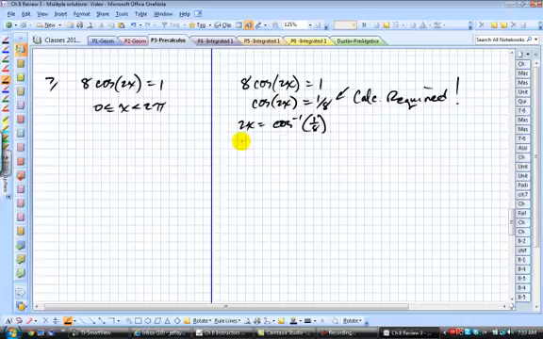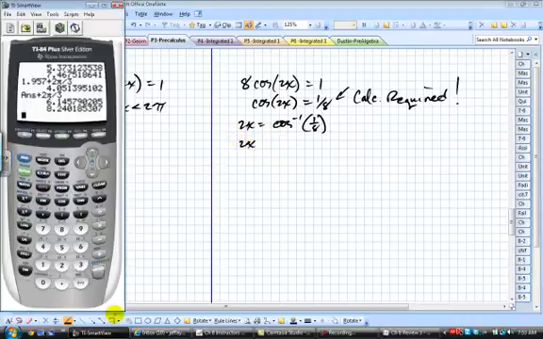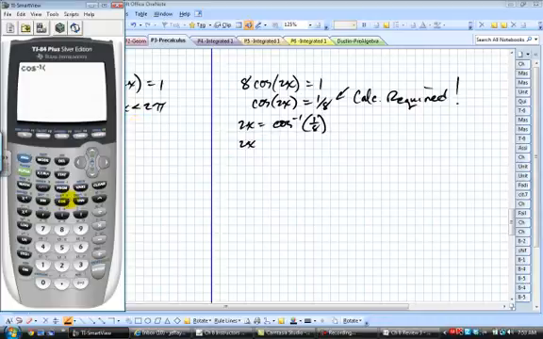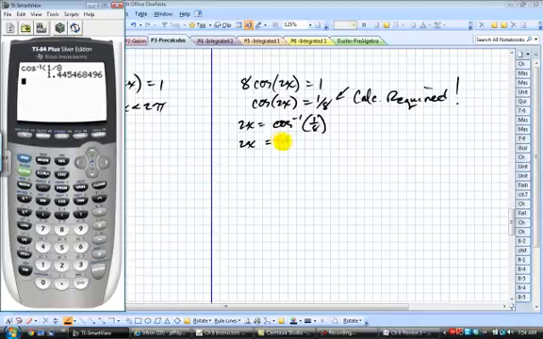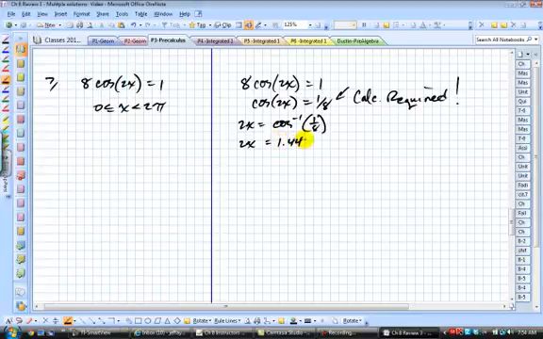Now I need to do that on the calculator, so let's clear this out, and we're going to do it in radians, so I'll have to make sure we're in radians. 1 divided by 8. Let me just check my mode. Okay, I'm in radian mode. That's good. So I get my first answer in quadrant 1, and then I need one in quadrant 4. 1.445. That's my quadrant 1.